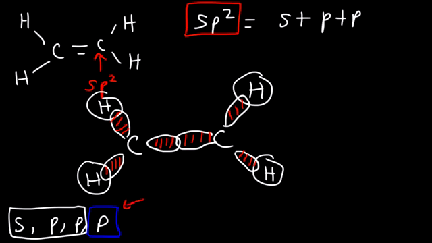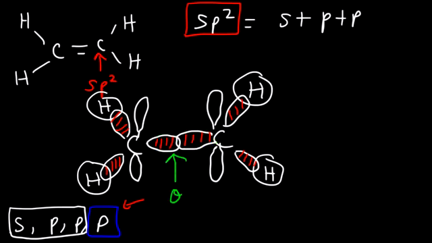Now we need to account for the missing p orbital. That p orbital is unhybridized. So it looks like this. It exists above and below the sigma bond. And remember, a sigma bond is produced due to the overlap of two atomic orbitals. So this here is a sigma bond. And here are the unhybridized p orbitals.